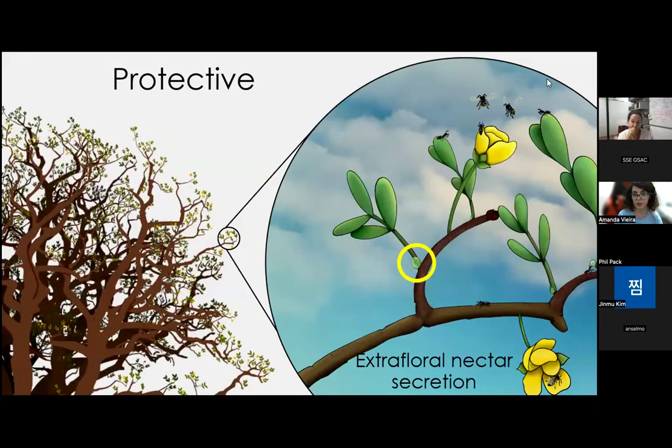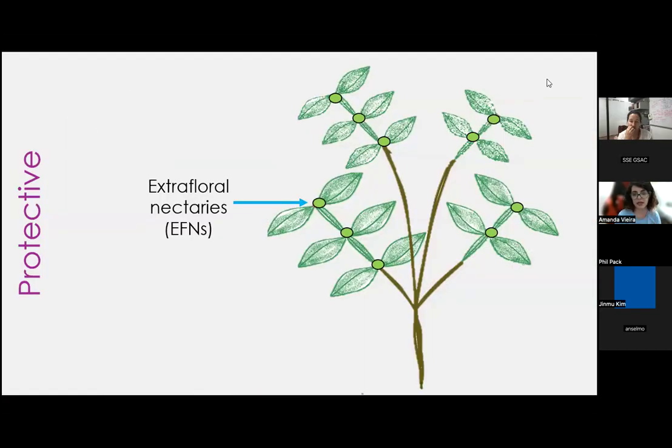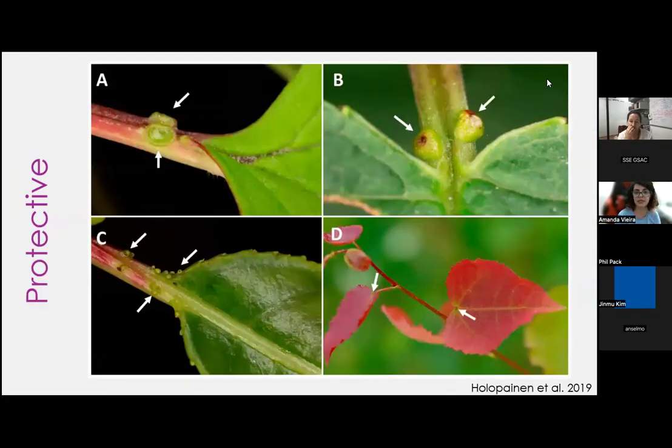Of the protective mutualisms, I'm going to focus here on the protection based on extrafloral nectar secretion, because other kinds of plants can house ants in structures called domatia. This is not what I'm going to talk about today, so I'm going to talk only about plants offering extrafloral nectar secretion. In this case, plants have these extrafloral nectaries, or EFNs.